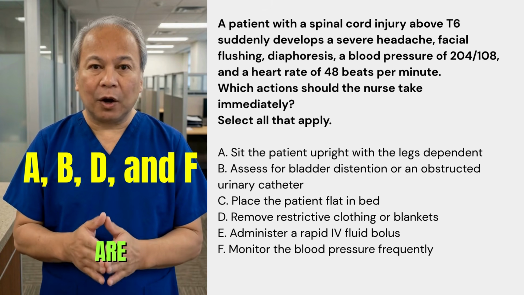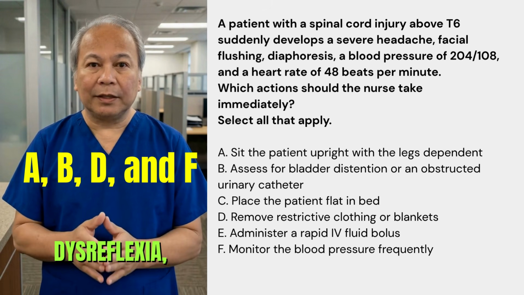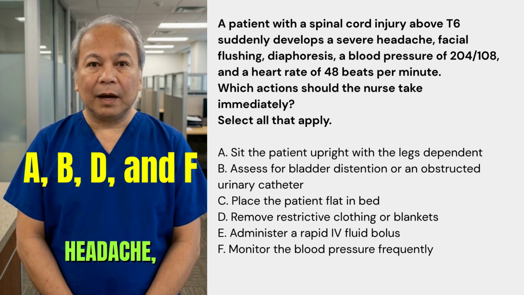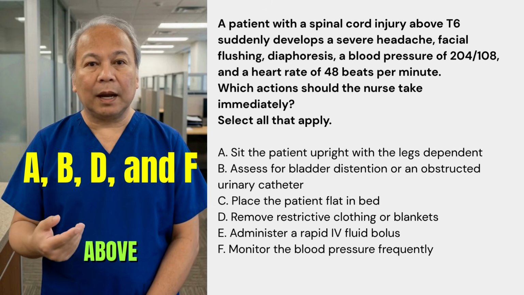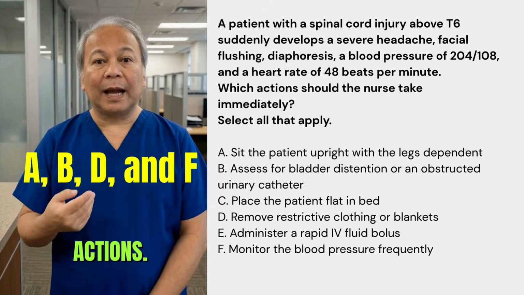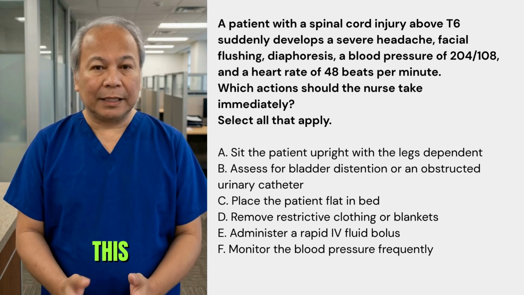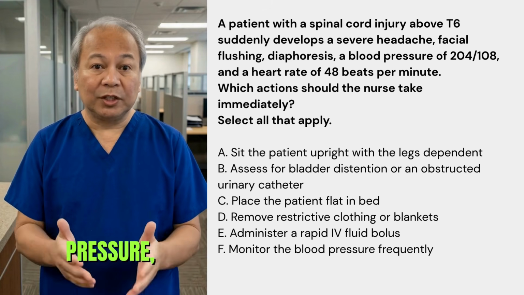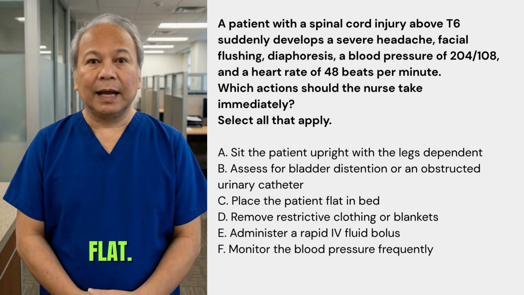The correct answers are A, B, D, and F. This patient has classic autonomic dysreflexia: severe hypertension, bradycardia, severe headache, flushing, and sweating, and a spinal cord injury above T6. This is an emergency. Now let's go through the actions. A. Sit the patient upright with the legs dependent. Correct. This is one of the first things you do. Sitting the patient upright helps lower blood pressure through gravity. Do not leave this severely hypertensive patient lying flat.